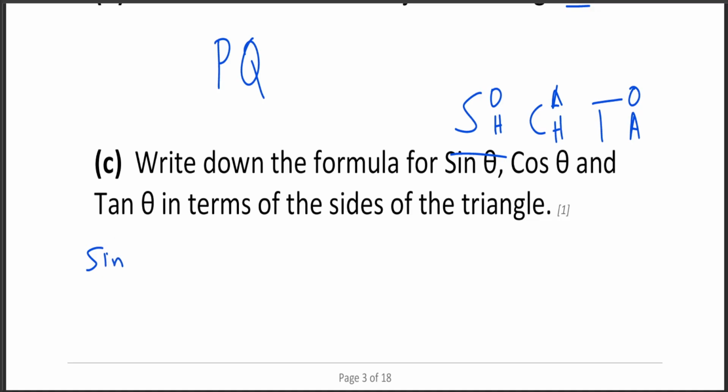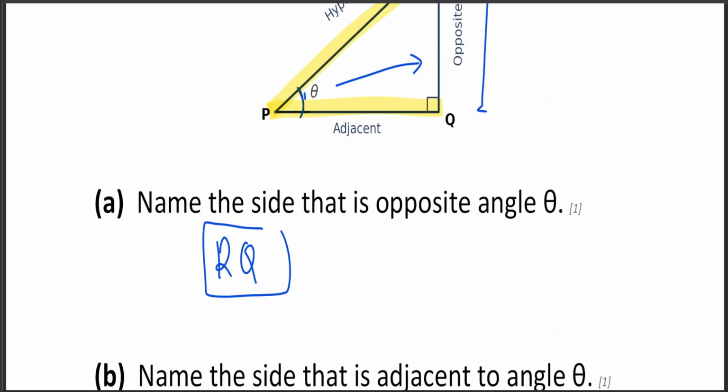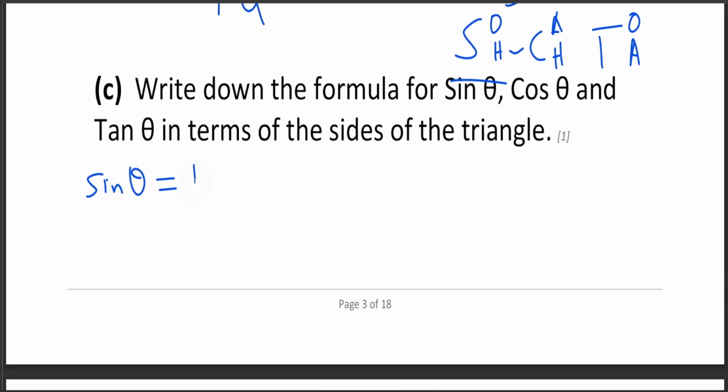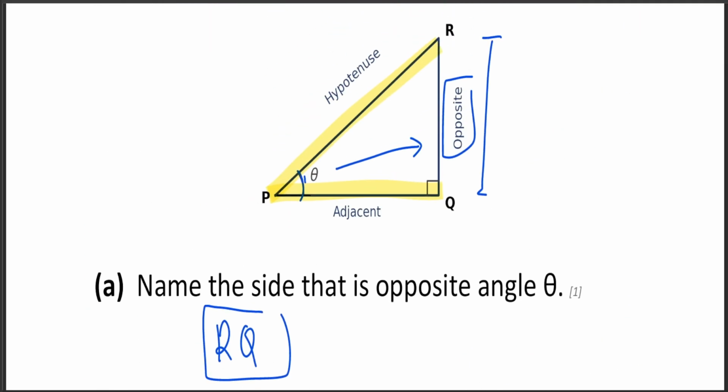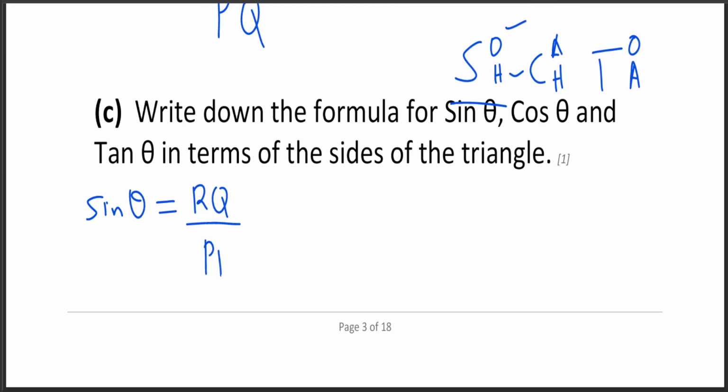So sin theta is equal to opposite over hypotenuse. So let's come here and see which is our opposite. Remember our side which is opposite to that angle is this one, that is RQ. So you will take RQ in terms of the sides, divided by the hypotenuse, which is PR. So RQ over PR. Now that is sin.